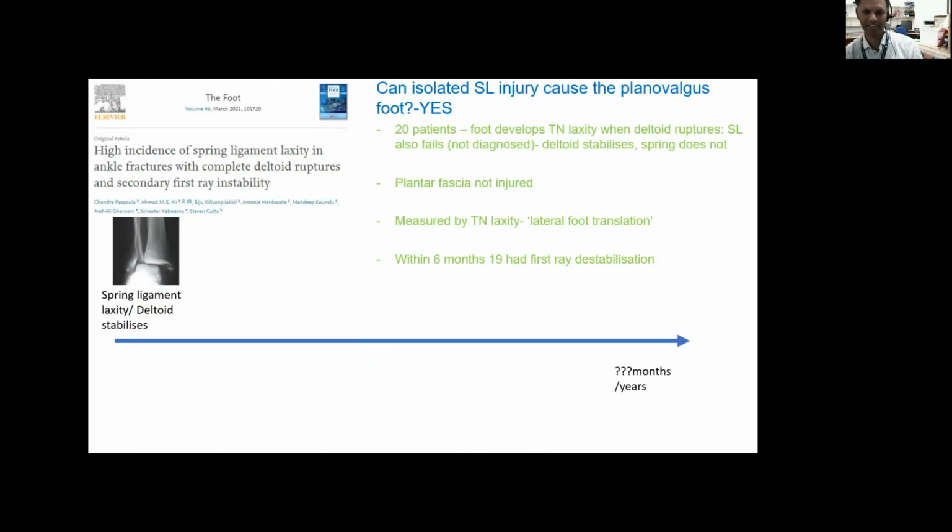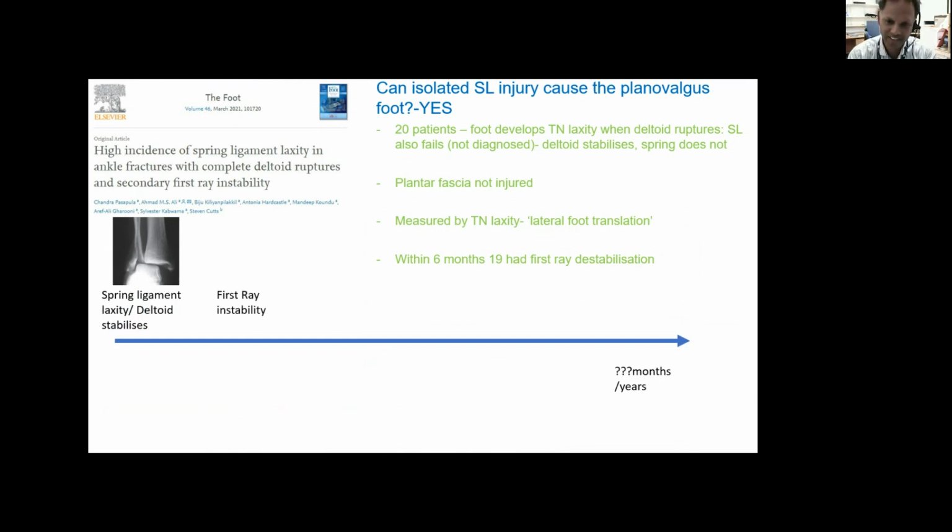And we were able to show, in a study where we looked at patients who had pronation external rotation stage 1-2 injuries and supination external rotation ligamentous stage 4 injuries, i.e. patients who had complete deltoid rupture, that the deltoid firms up, i.e. they had a negative anteromedial draw test, but the spring ligament was still loose. They had a lot of talonavicular abduction laxity. And this is crucial because for the first time in vivo, we know when 0.0 is, when the injury occurred.